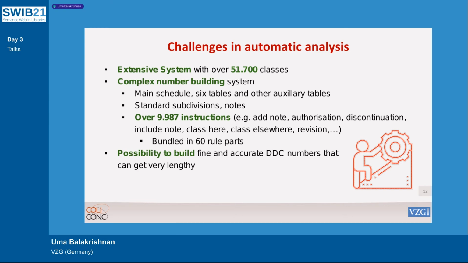So now a synopsis of the challenges this task poses. As you understand, DDC is an extensive system with over 51,000 classes. You have seen it as a complex number building system with almost 10,000 instructions that are bundled in 60 rule paths and that have their own patterns. All these give the possibility to build fine and accurate DDC numbers, and also lengthy and complicated ones.